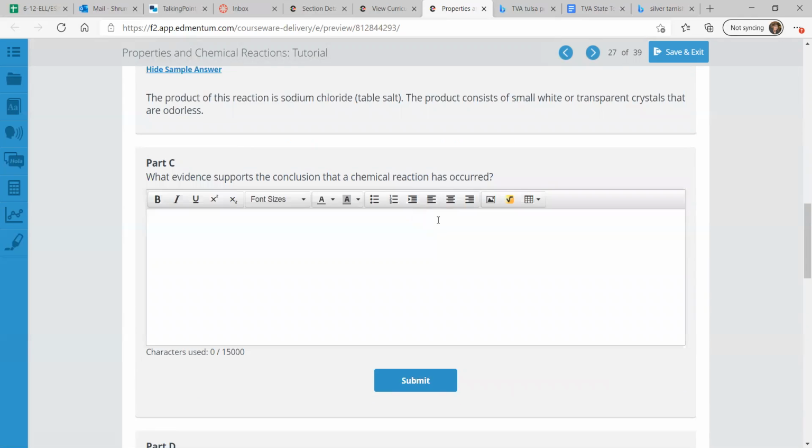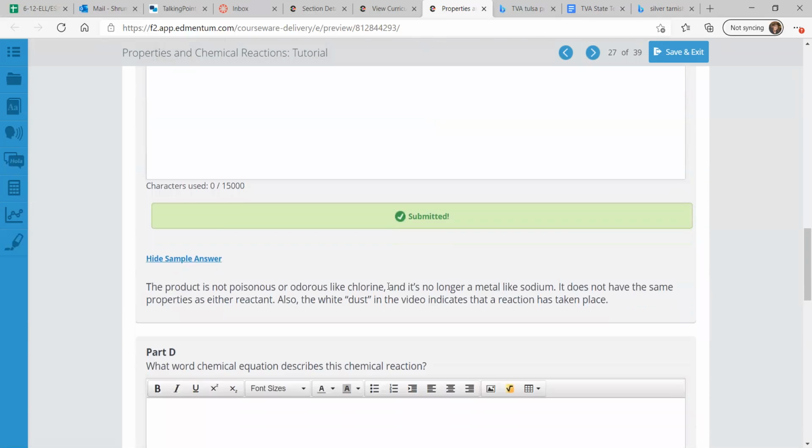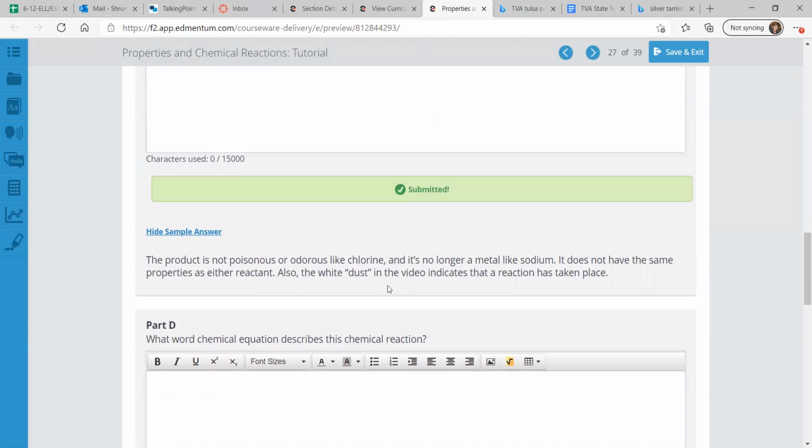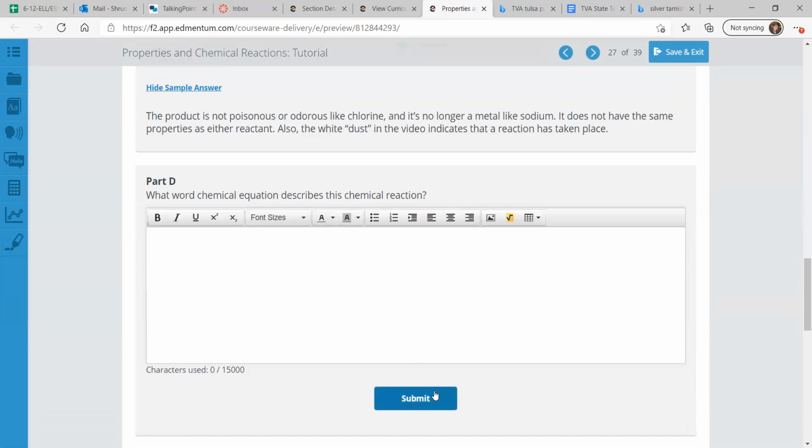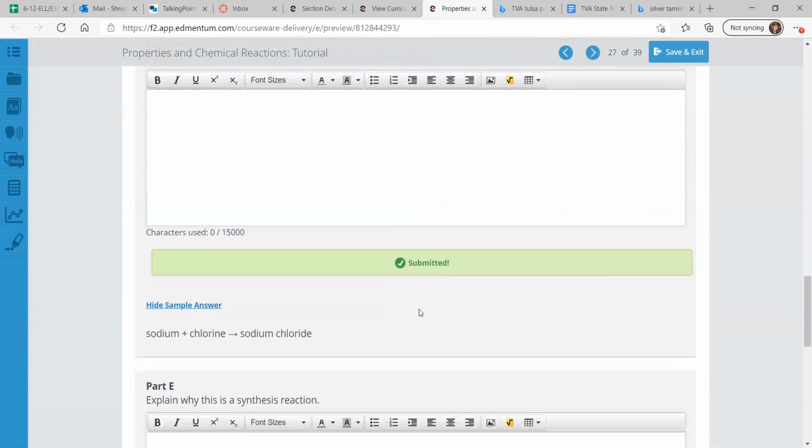What evidence supports the conclusion that a chemical reaction has occurred? Well, the product is not poisonous or odorous like chlorine, and is no longer a metal like sodium. It does not have the same properties as either reactant, and also the white dust in the video indicates that a reaction has taken place. And the chemical equation that describes this is sodium plus chlorine becomes sodium chloride.